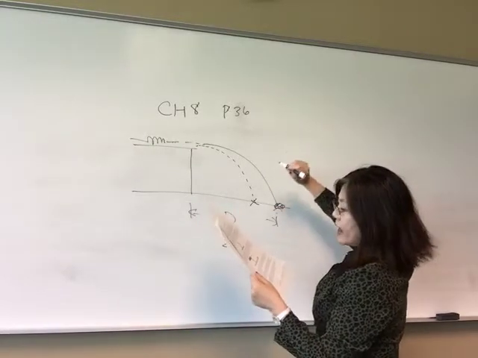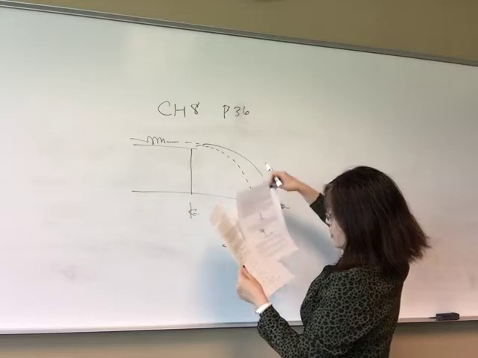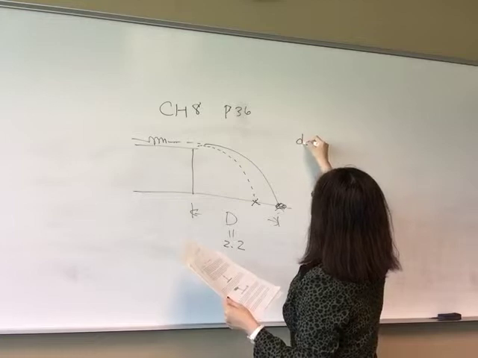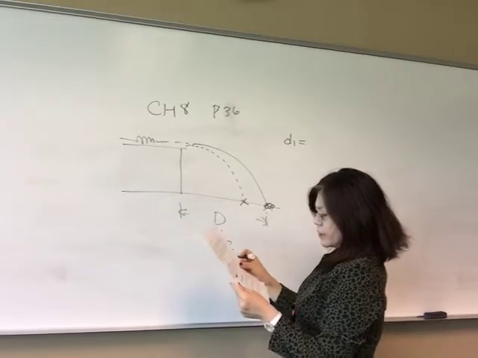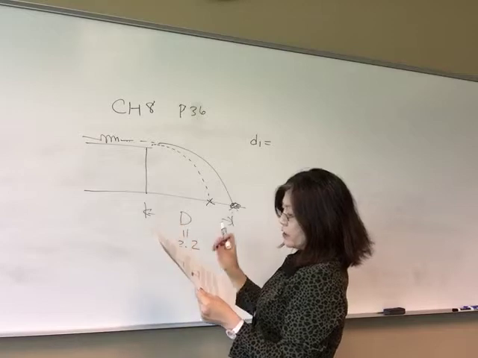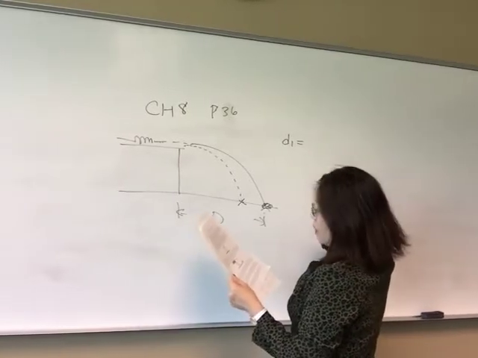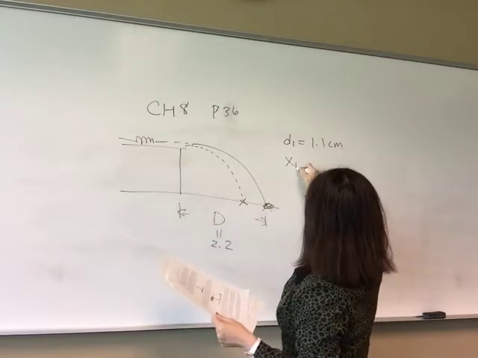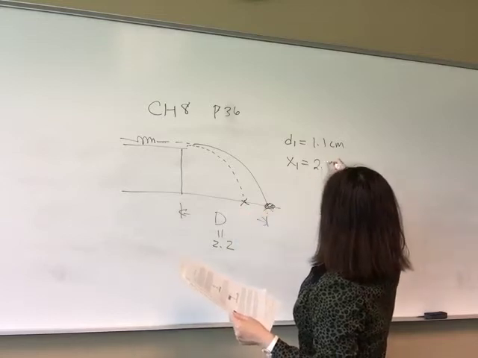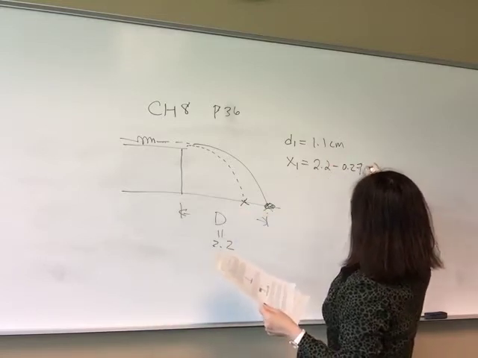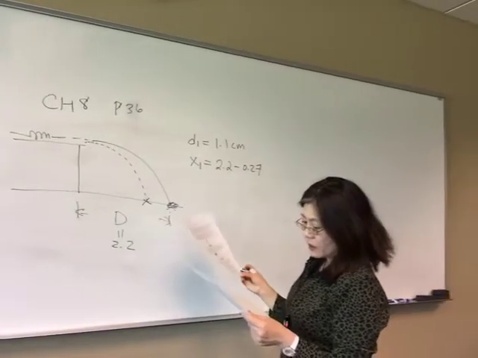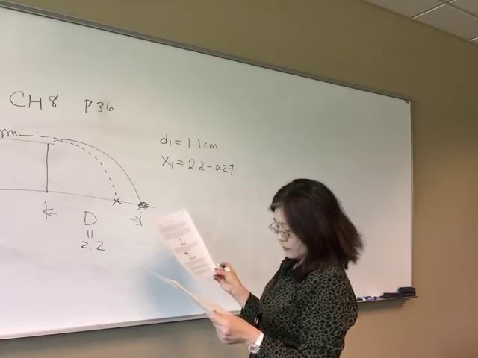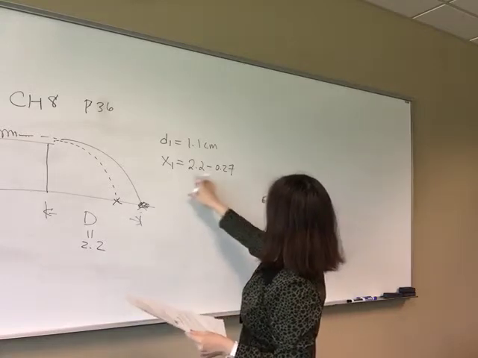So let me just label that as, let's see, how do I label that? So we can label that as D1. So Bobby, that's called D1. So D1 is the spring displacement, which is 1.1 centimeters, and the horizontal distance, that's called X1. So your X1 here is 2.2 meters minus 0.27 because it's 27 centimeters short. Do I have a value here? I don't have, so let's just leave it at that, okay?